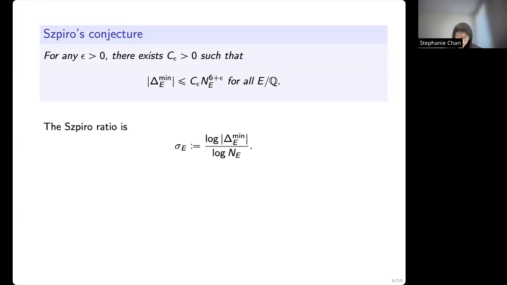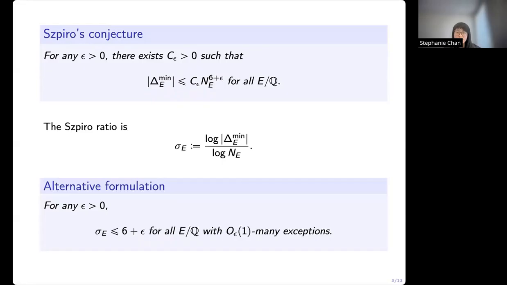So we'll try to translate this inequality to something that is about the exponent by defining the Szpiro ratio as the log of the minimal discriminant over the log of the conductor. With this definition, an alternative way of formulating Szpiro's conjecture is by saying that this Szpiro ratio is bounded above by 6 plus epsilon for all elliptic curves except finitely many exceptions.